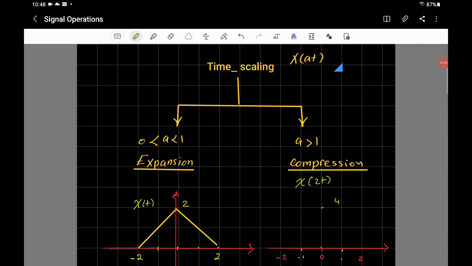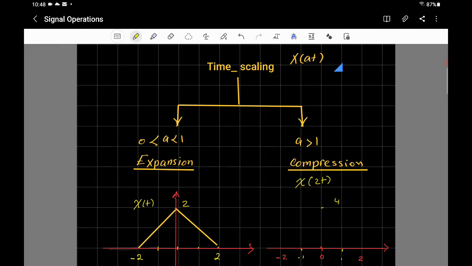Now, the second operation is called time scaling. Time scaling is when you multiply t by a constant a. If a is less than 1 and greater than 0, meaning a positive fraction, we call it expansion. And if you have a greater than 1, like 2, 3, 4, 1.5, something greater than 1, this process is going to be called compression.